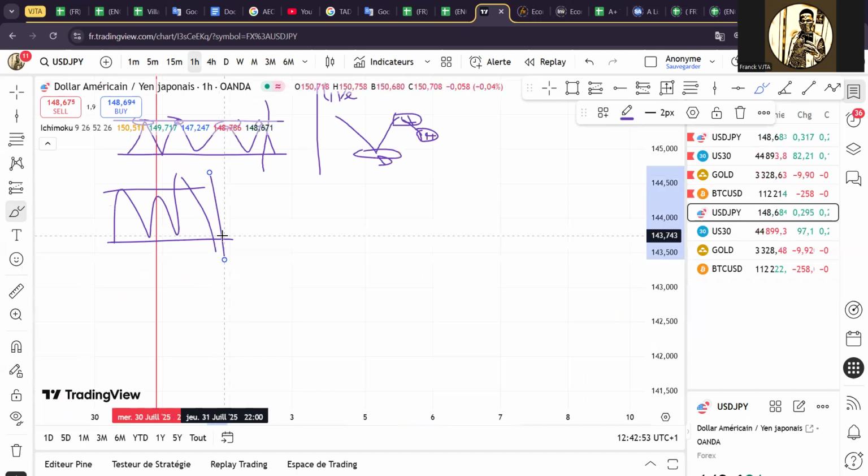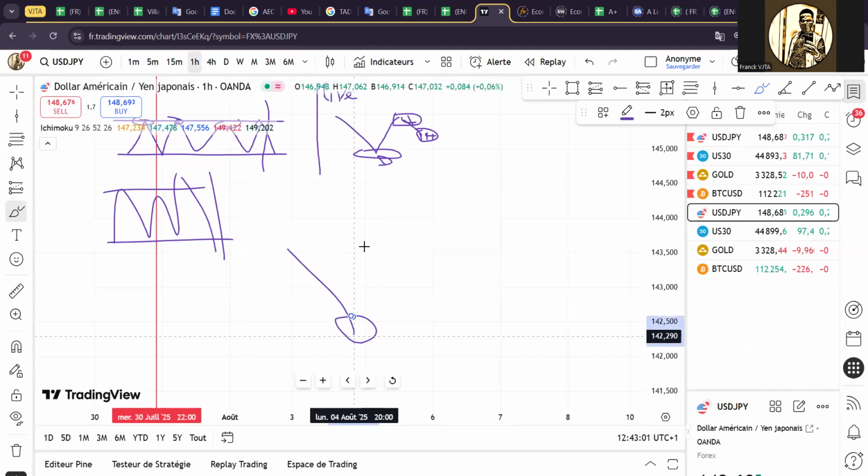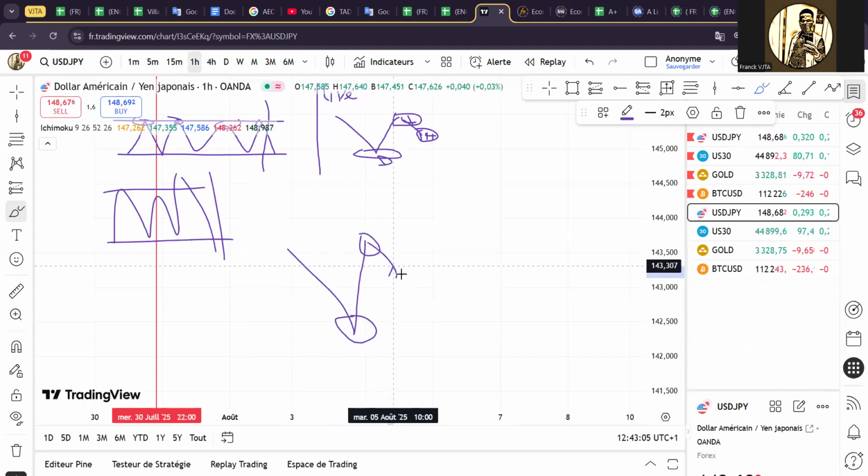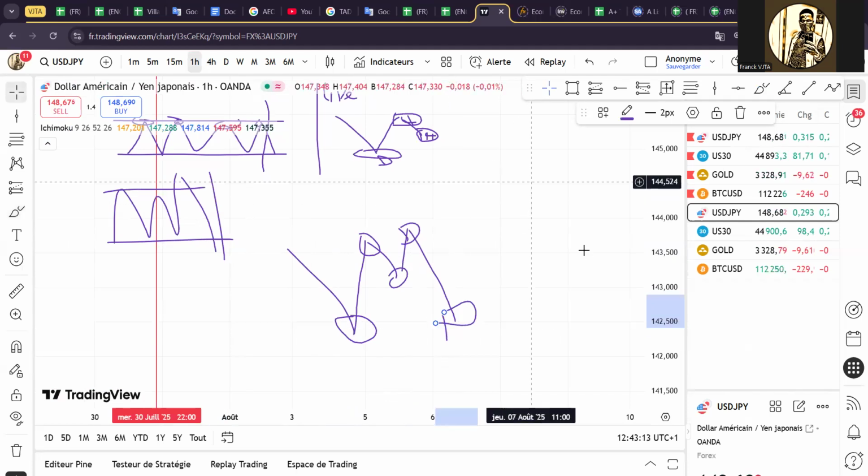You only know that it's a range when it is already passed. But in real life, in real trading, in live trading, you will have this type of shape, an M shape like this, 1 hour, 4 hour. You will have something like this. This one is a range, right? This one is a range.